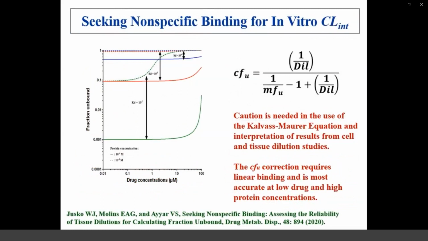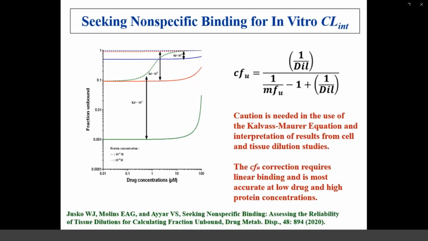When in vitro assessment of intrinsic clearance is done, a correction is made for nonspecific binding. Basically, the hepatocytes, microsomes, tissue homogenates are dilutions of the original tissue. And when carrying out the metabolic studies, measurement of free drug is also done. And it's assumed to be nonspecific binding, and a correction is made for the expected nonspecific binding if the tissue preparation was undiluted.